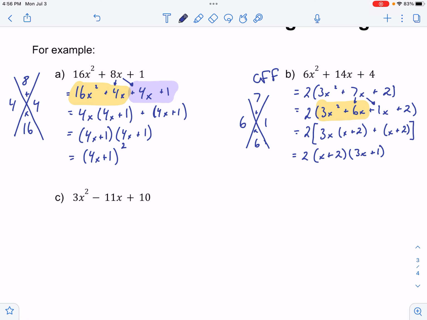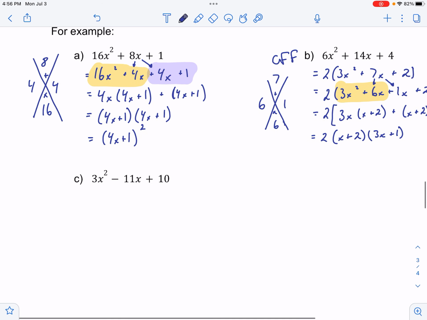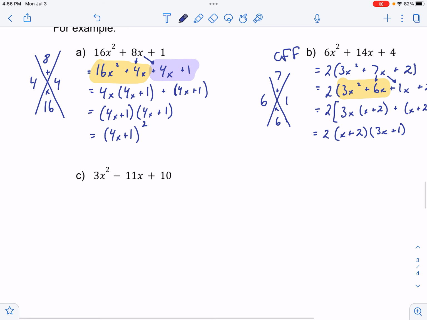All right, we'll do one more example. I cannot common factor first here. That is not possible between 3x squared minus 11x plus 10. And so I'm going to jump right into my complex trinomial factoring. I'm going to look for two numbers, in this case, that add to negative 11, and are going to multiply to 30. I got 30 by multiplying 3 times positive 10. Those two numbers are negative 5 and negative 6.